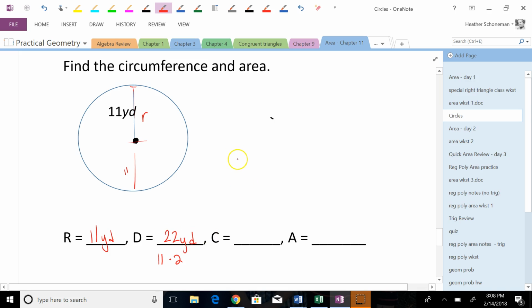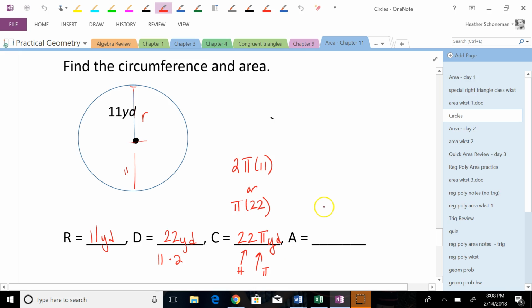Circumference, I can do it both ways. You can watch. I can take 2 times pi times 11, or I can take pi times 22. It doesn't matter. It's the same thing. It's still going to get you 22 pi yards. But notice I write the number, and then I write the pi every single time.